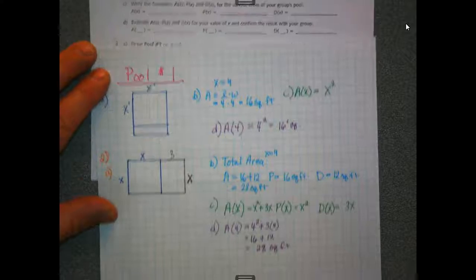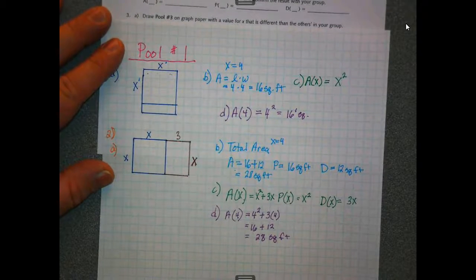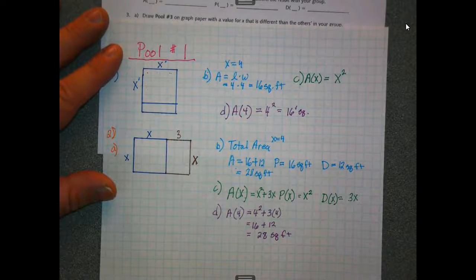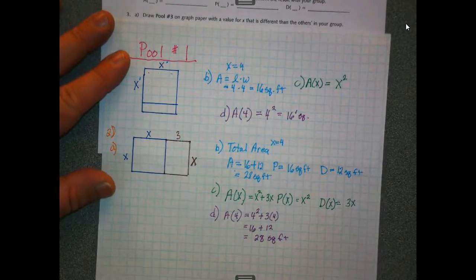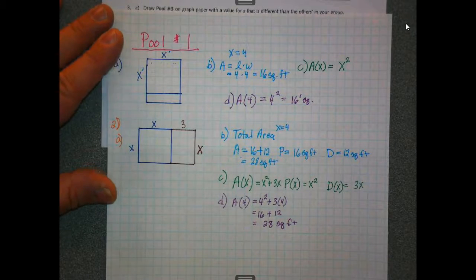Number 3. Draw pool number 3 on graph paper with a value of X that is different from the others in your group. Now, I hope everybody's got a different X that they're using, or at least not the same as me. All right, so question number 3.